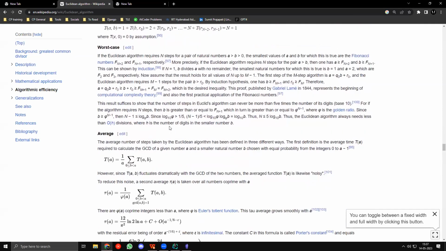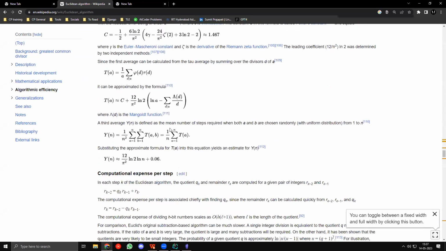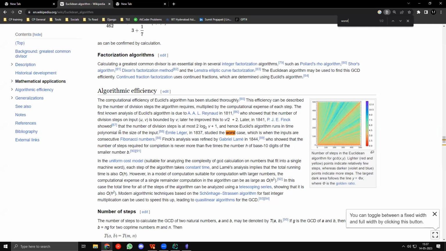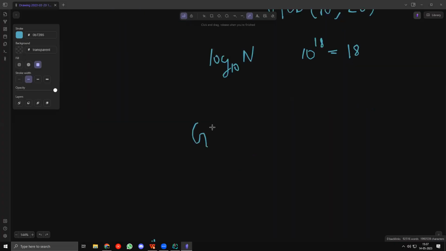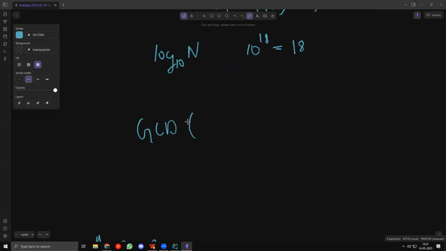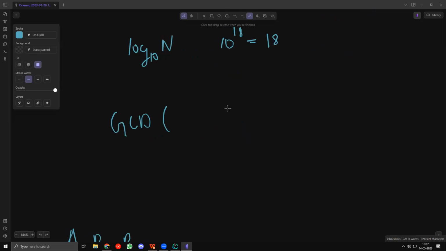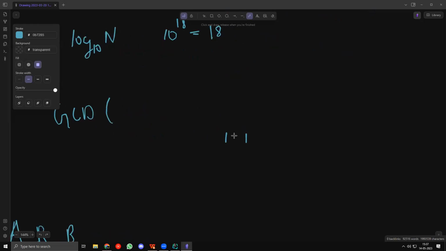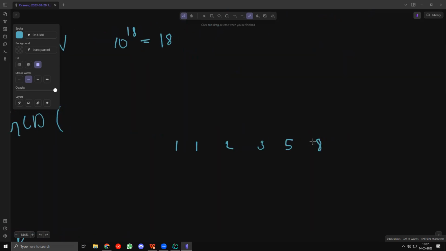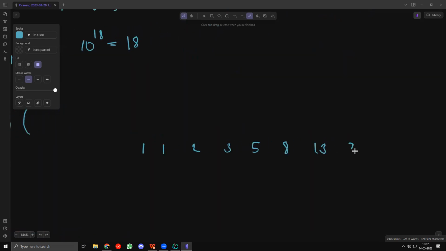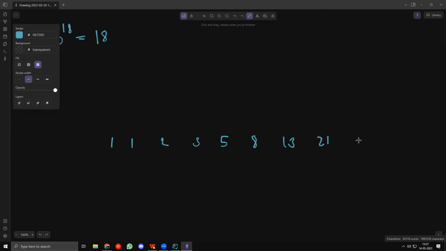Okay, this is actually not helping. Let me search worst case. Okay, yeah, in the worst case, the Fibonacci numbers are the worst possible inputs. I'll explain why. Let's say you're taking GCD of two numbers. Let me write the Fibonacci sequence. You get 1, 1, 2, 3, 5, 8, 13, 21, and the next one would be 34.